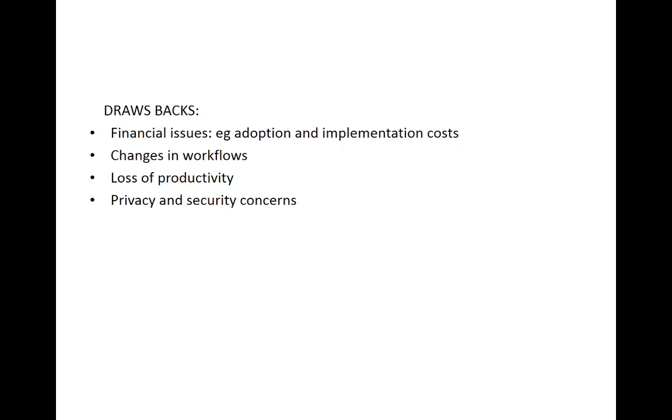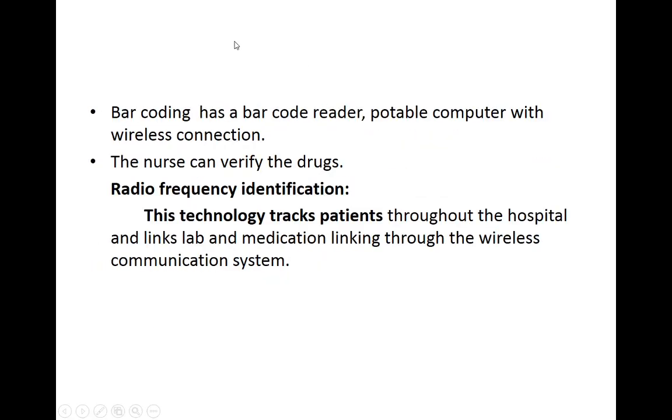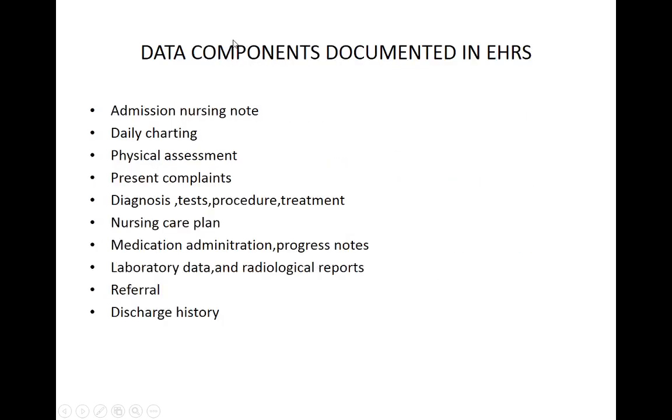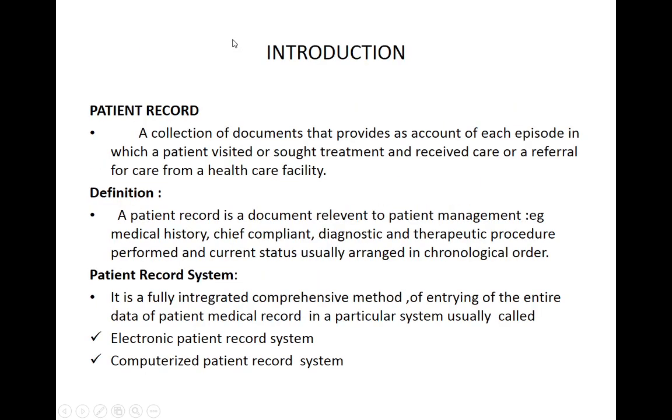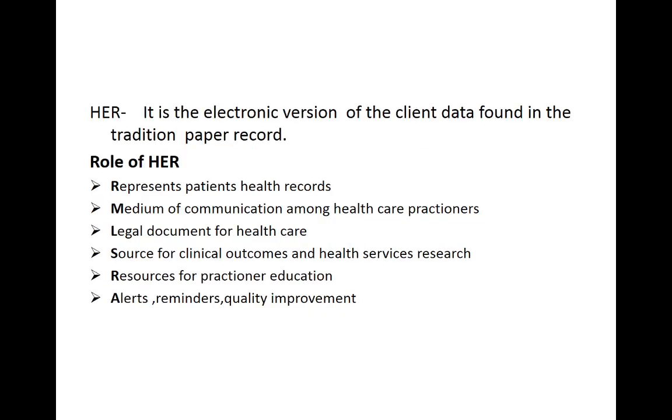Okay, got it? Do you understand what I'm teaching you now? So I have already told you what a patient record is: the collection of documents for the patients. Now we have two systems: the electronic patient record system and the computerized patient record system. It is an electronic version of the client's data found in the traditional paper record.